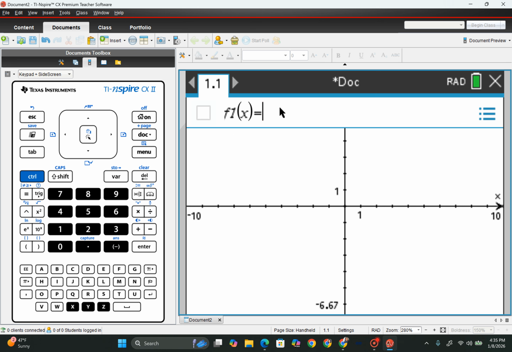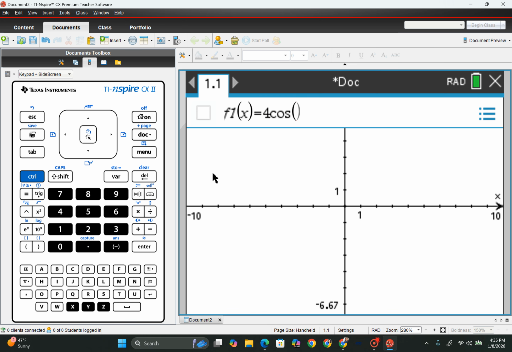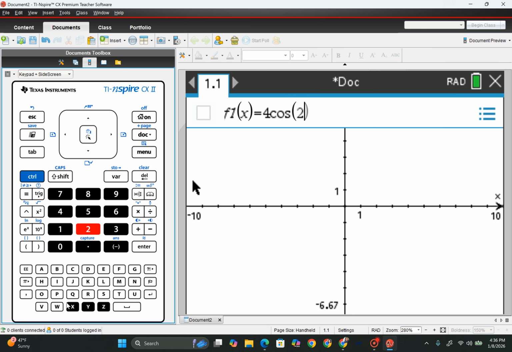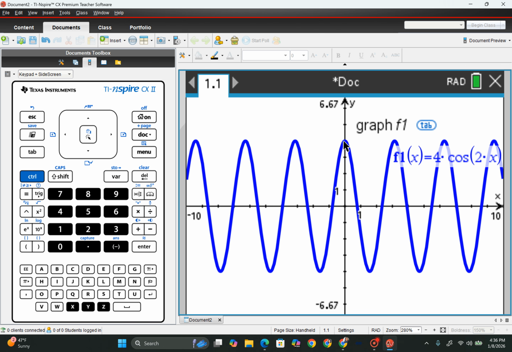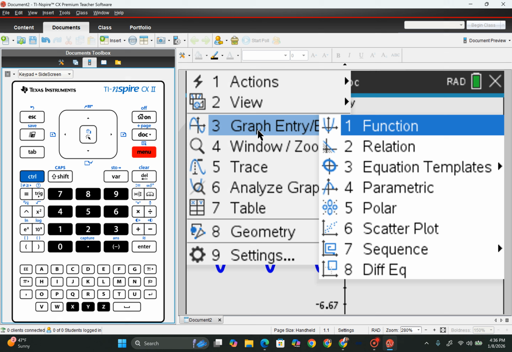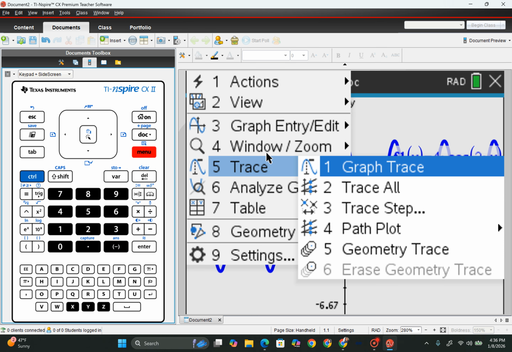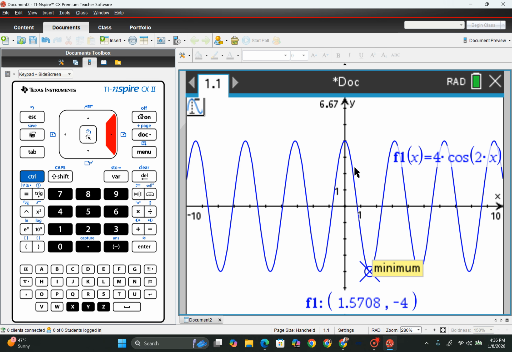No. Add graphs. Okay, so I'm going to do 4. I'm going to do trig. I'm going to go to cos, and I'm going to do 2x. So all I'm doing is I'm plugging in what's given, and I'm going to hit enter. So here I can see that if I hit menu and I go to graph trace, you see graph trace? So here's our top, 0, 4. I'm going to go down. Our 0 is right there. And then if I keep going, our minimum is at negative 4, right? So maximum is 4, minimum is negative 4.